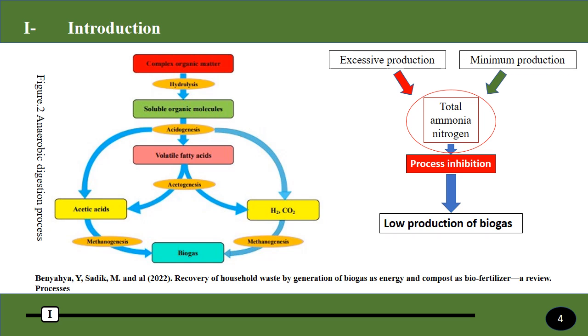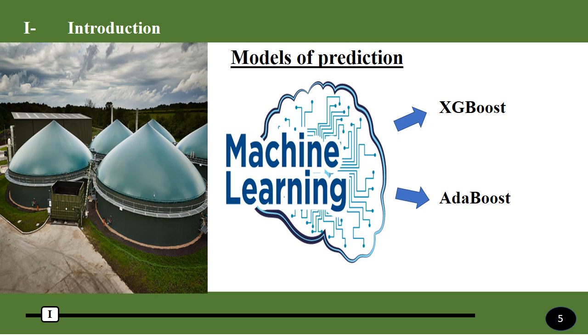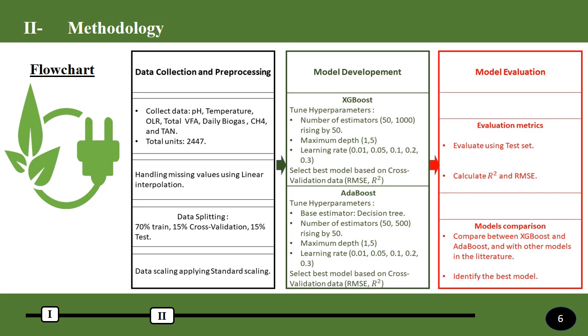For this reason, different machine learning models were suggested in the literature review. And in our study, we suggested two models, XGBoost and AdaBoost, which could be considered as soft sensors. Let's move now to the methodology.